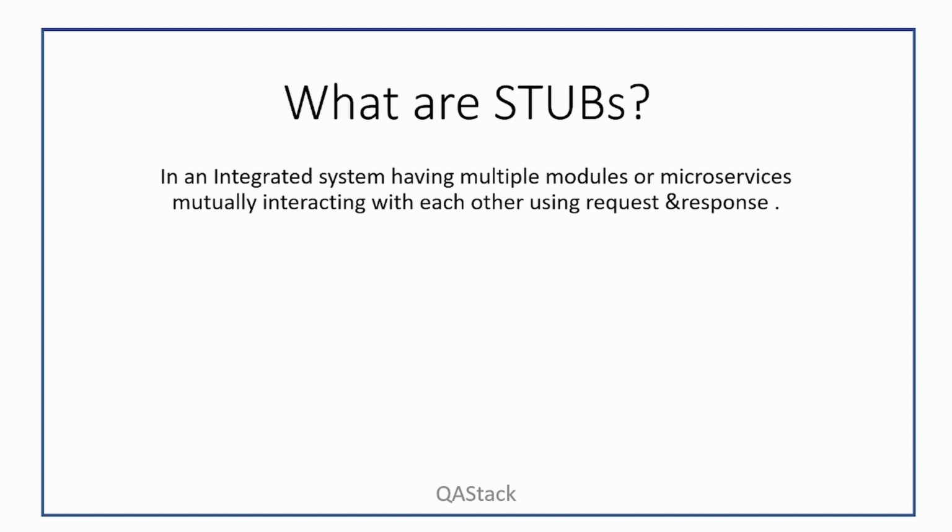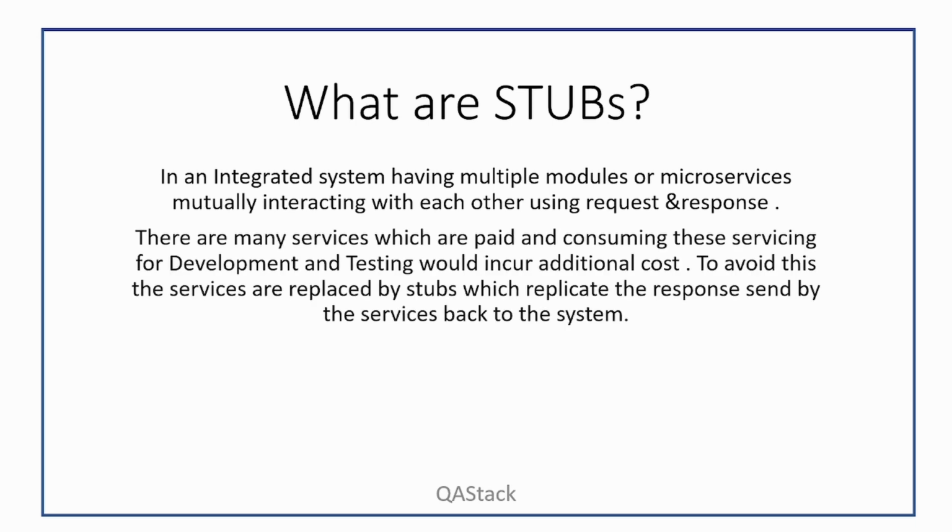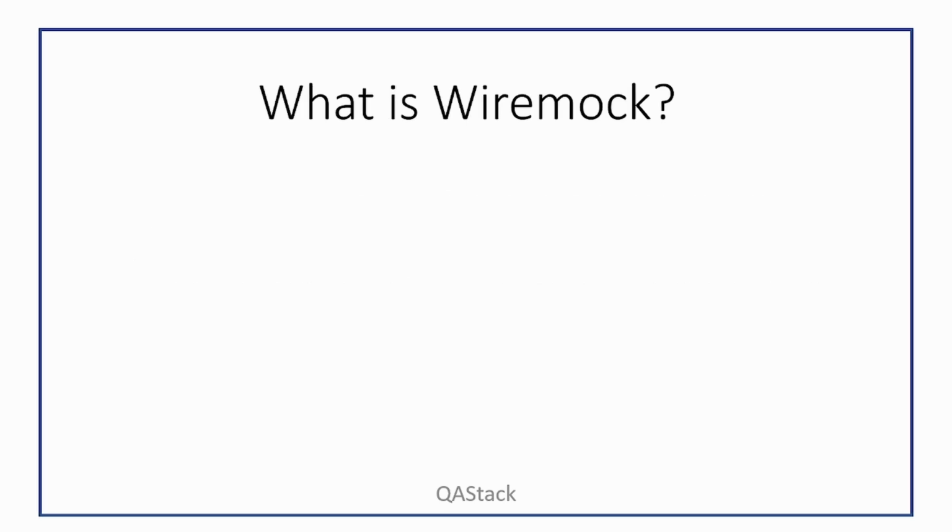In an integrated system having multiple modules or microservices mutually interacting with each other using request and response, there are many services which are paid, and consuming these services for development or testing would incur additional cost every time you hit the service. To avoid this, these services are replaced by stubs, which replicate the response sent by these services back to the system.